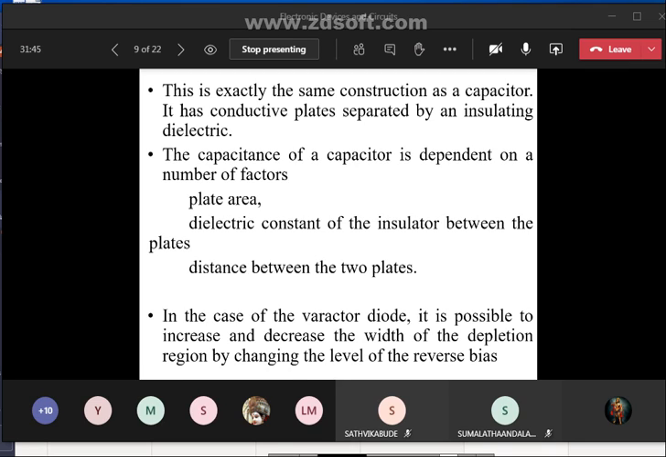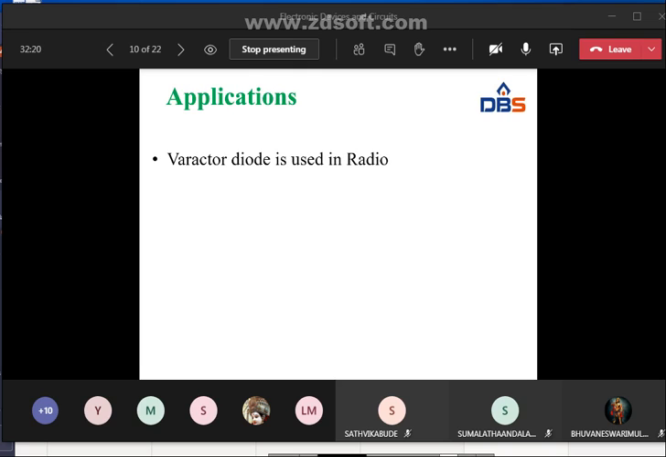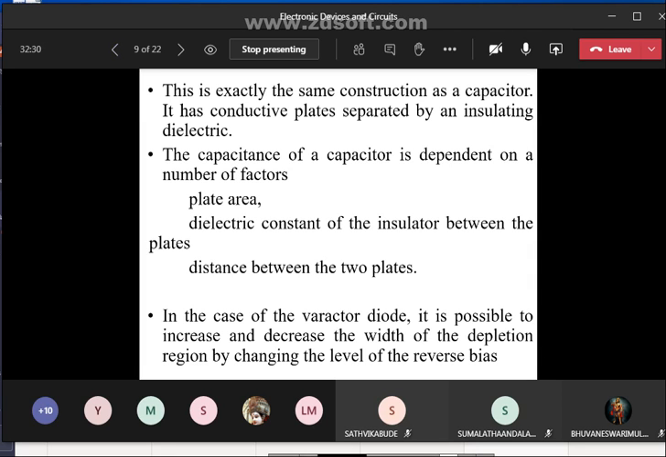So here similarly it looks like a capacitor. The capacitance of a capacitor is dependent on different factors: the plate area, the dielectric constant of the insulator between the plates, and the distance between the two plates. So in the Varactor diode, it is possible to increase and decrease the width of the depletion region by changing the level of the reverse bias. If you change the reverse bias voltage, the depletion region width can be changed.